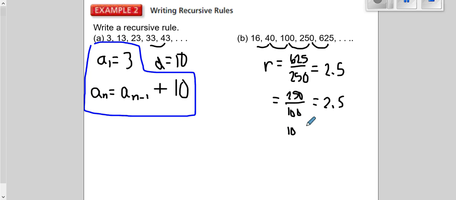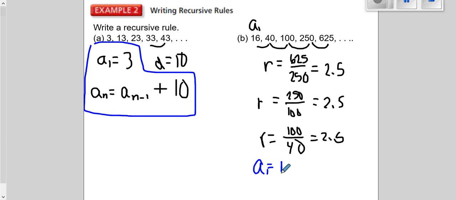100 divided by the term before that one, 40. That's also 2.5. And then 40 divided by 16 is also 2.5. So that is our r, that's our common ratio. And we also have to state our a sub 1. So a sub 1 equals 16. That's our starting number.